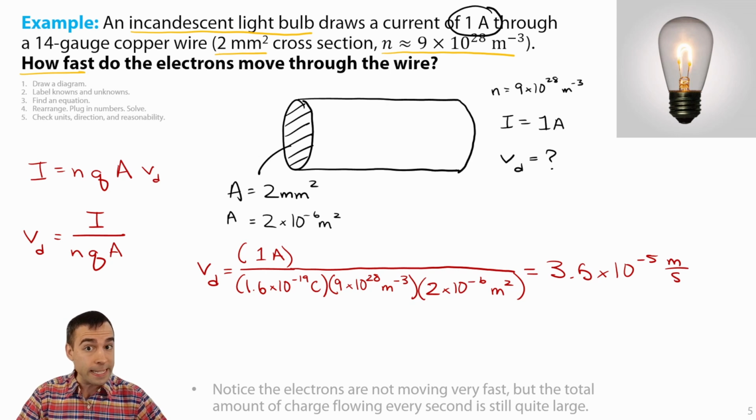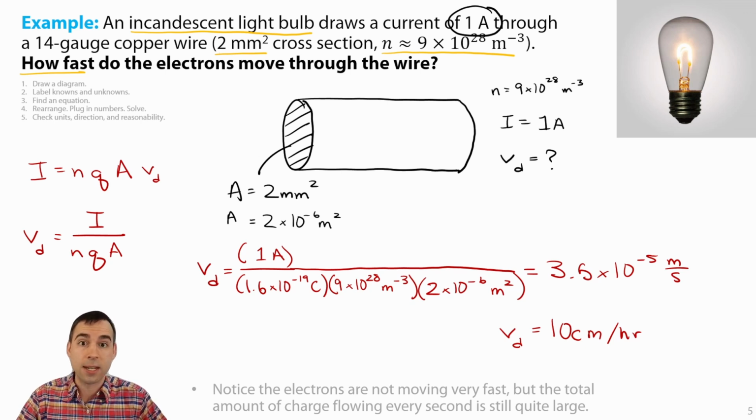And that ultimately is not that fast. If you think about what that number actually is, that's about 10 centimeters every hour. This means that the electrons are actually not flowing all that fast through a conductor under an electric field. But since there's so many electrons, 10 to the 28 electrons, this current is actually capable of transferring a large amount of charge in a given time period.